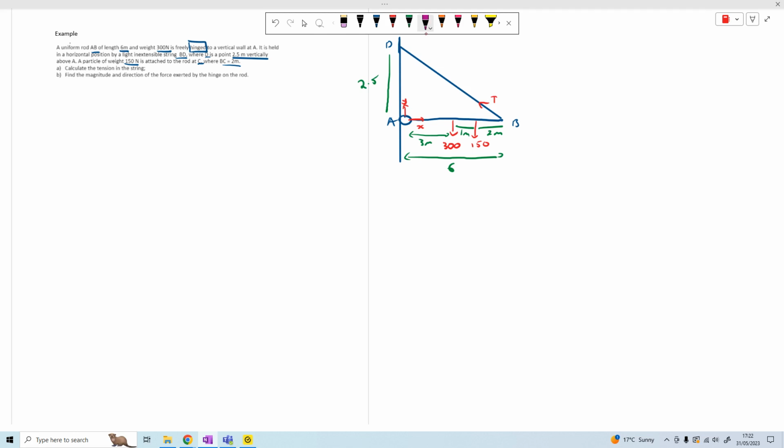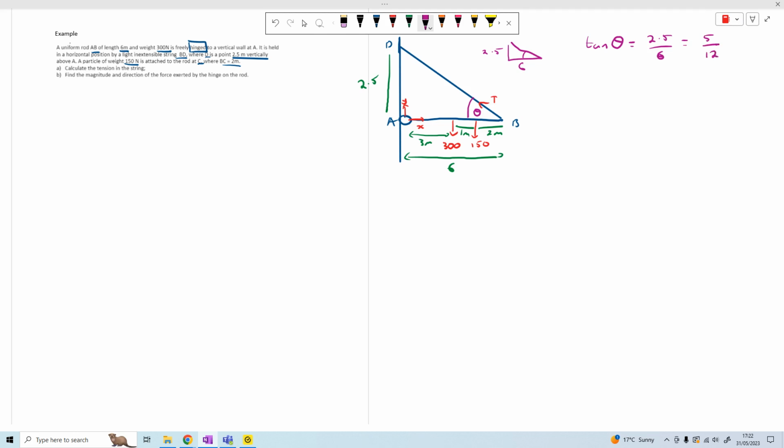Now at the moment, if you notice, most things are working up and down or left and right, apart from T. T's at an angle. So I need to think about what this angle is here. I've got a right angle triangle here. I know this is 6 along the bottom, and I know this is 2.5. So I know that tan theta is 2.5 over 6, which would be 5 over 12.